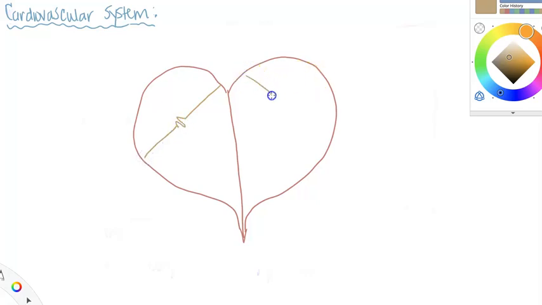There is an upper chamber on each side and a lower chamber on each side. Basically an atria and a ventricle. So you've got the left atria and left ventricle, right atria and right ventricle.